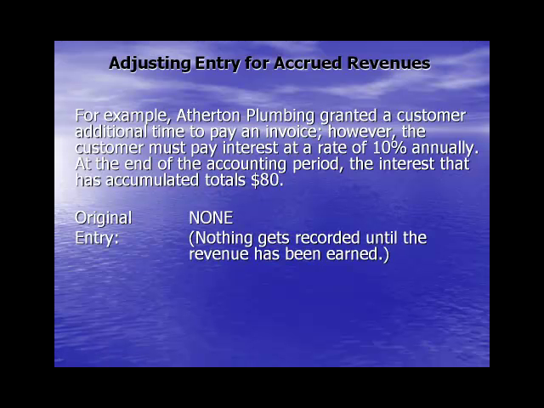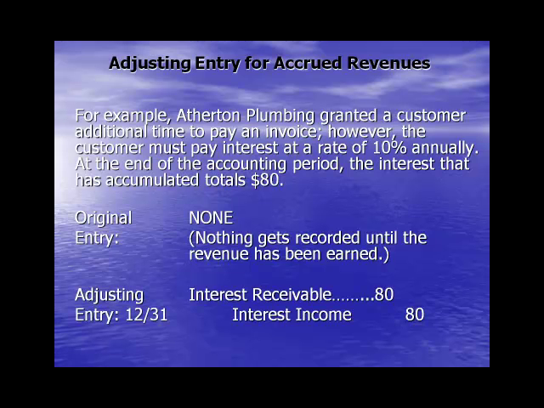Okay? So again, no original entry, because nothing has ever been done to the books and records regarding this $80. However, at the end of the accounting period, we need to recognize the fact that we earned it even though we have not received it. So what do we do? We debit an account called interest receivable, $80, and we credit interest income, $80. So what type of accounts are these?